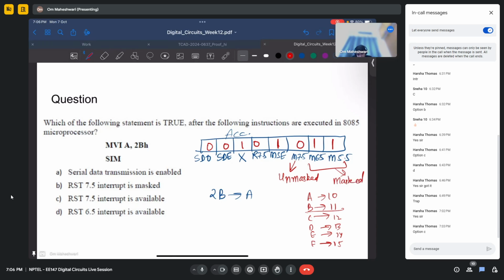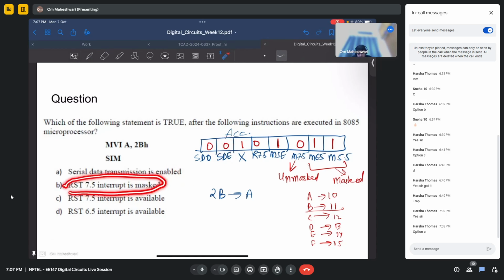So the questions are: serial data transmission is enabled. This is false. It is 0. RST 7.5 interrupt is masked. It is false. It is 0. It is unmasked. RST 7.5 interrupt is available. This is true. It is unmasked. It is available. RST 6.5 is available. It is false. It is masked. So our answer is option C.